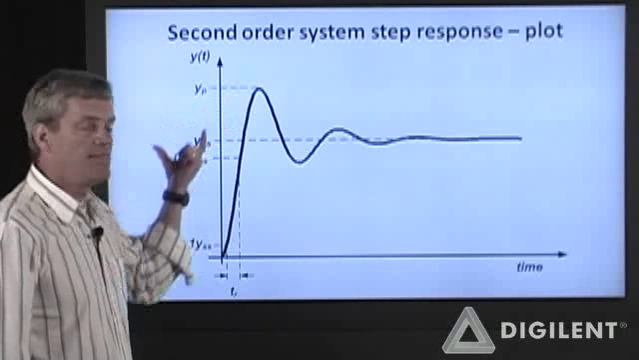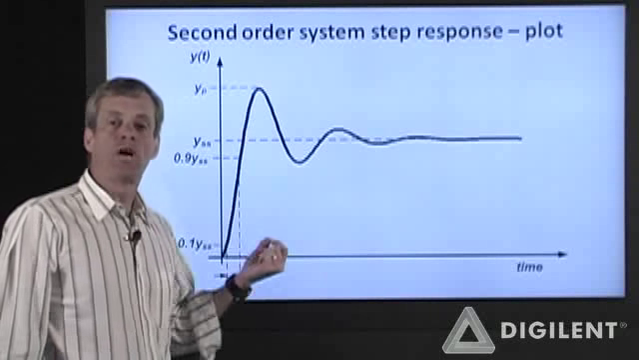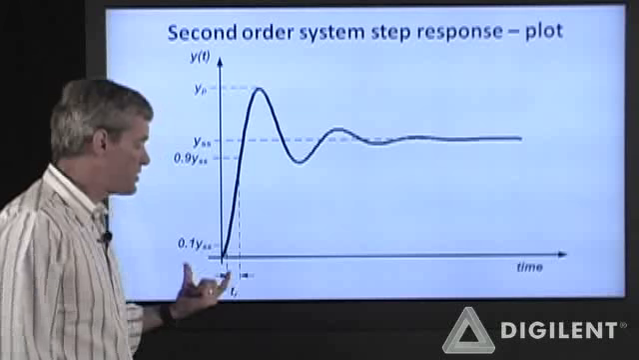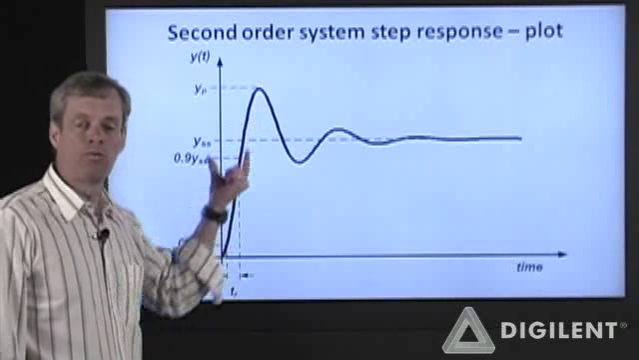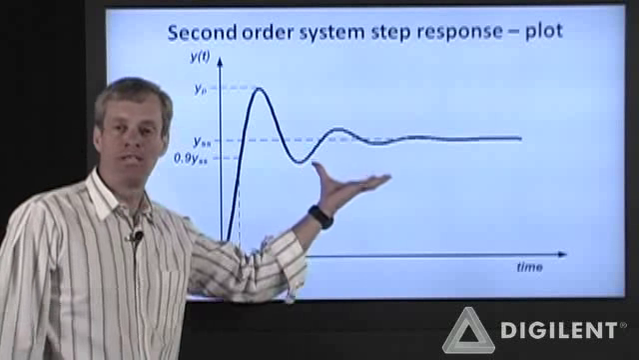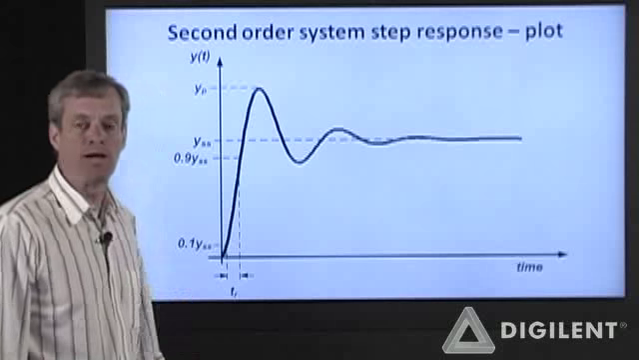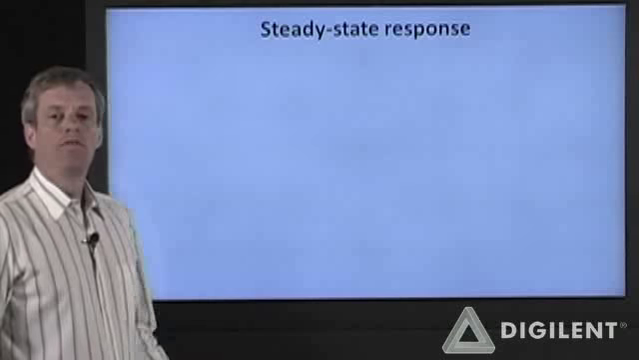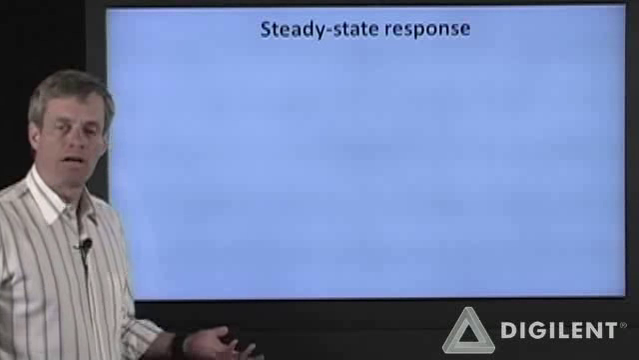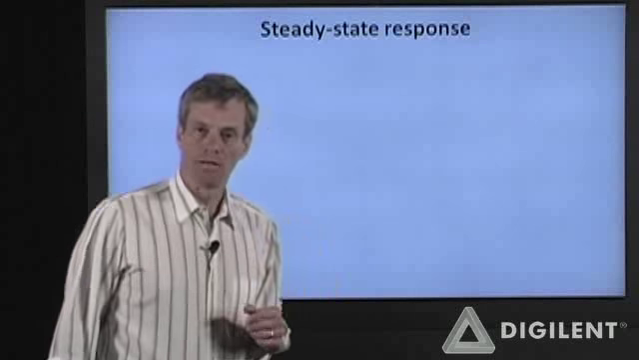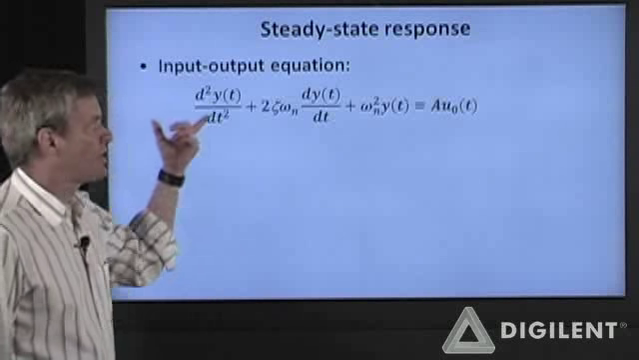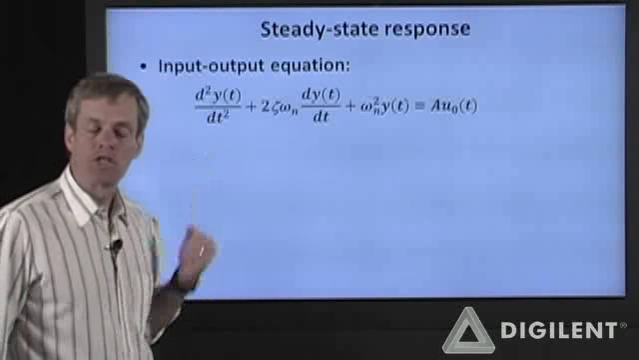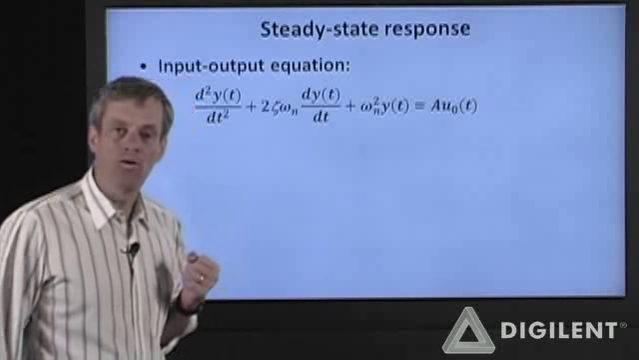So now we can take these parameters and use our differential equation coefficients to estimate what these will be. That will give us an ability to at least sketch an approximate step response. The first step response parameter I want to talk about is the steady state response. If we look at our original governing differential equation, it hasn't changed since a couple of slides ago.